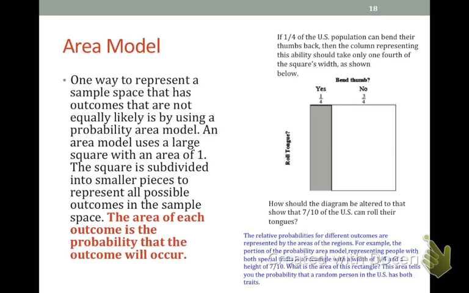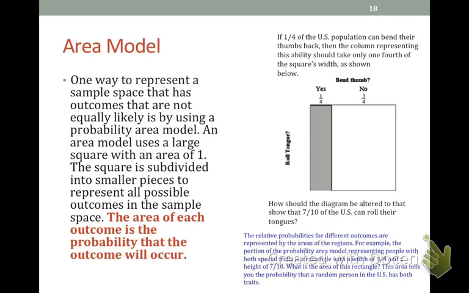In this type of area model, we're going to use the whole. It's like a percentage-based model. So we're going to say use the whole box and assume the whole box is equivalent to an area of 1, and then we're going to divide it into fractions. So if we know that a quarter of the U.S. population can bend their thumbs back, then the column representing that should take only 1/4 of the square. So you shade in 1/4 of the whole square, because that's going to represent the quarter of the population that can bend their thumbs back.